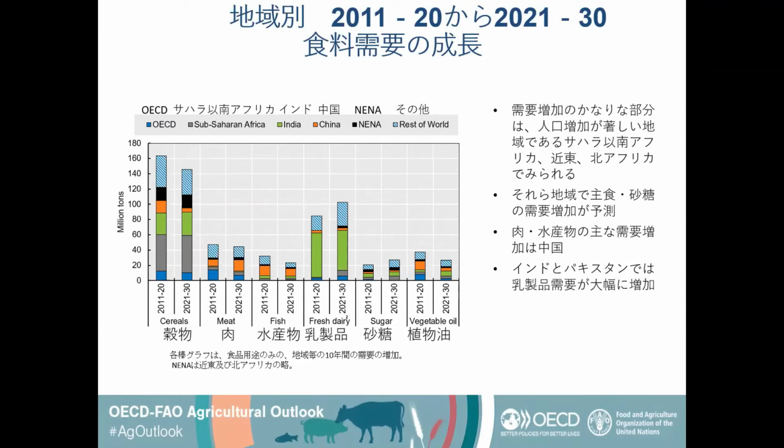And these are the regions that consume the bulk of staples and sugar, so they contribute the bulk of the growth. There are exceptions. For instance, China is going to dominate the meat and the fish growth, and India and Pakistan will really be the ones where the demand for dairy products will grow the strongest. Next, please.